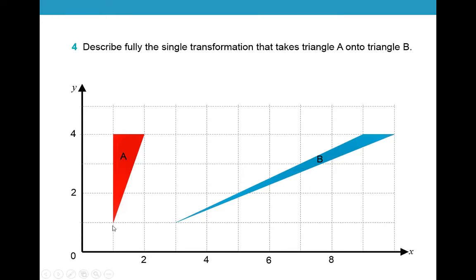Right, can you see the invariant line? Okay. There's a way of finding the invariant line, you lot.